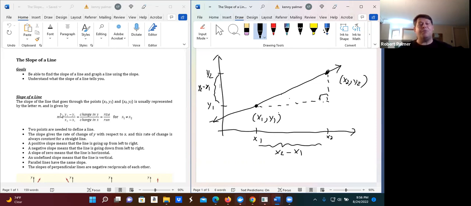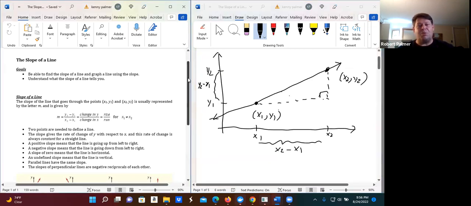So our slope is the change in y for a given change in x. We fix the distance we're going horizontally, then this tells you how far up or down you go. A line could be going up, going down, or flat or vertical. We'll talk about those in a moment. That's where it comes from: the change in y over the change in x, also called rise over run. This is your run, this is your rise. Notice that for our formula, x1 is not equal to x2. We'll talk in a moment about why that's the case.